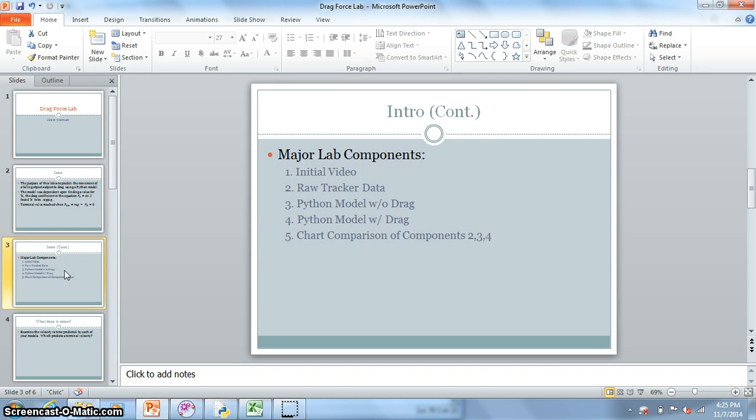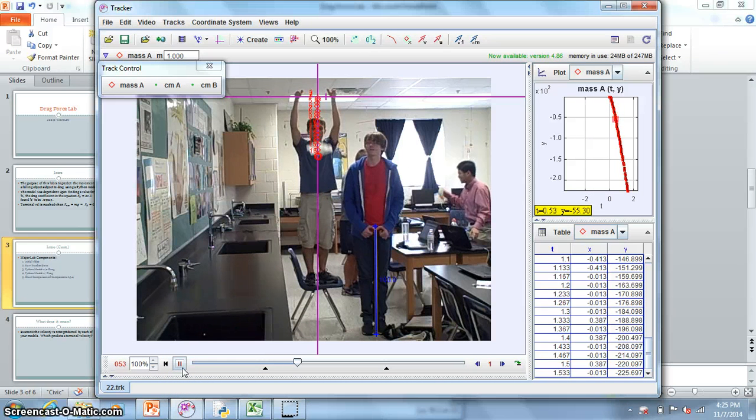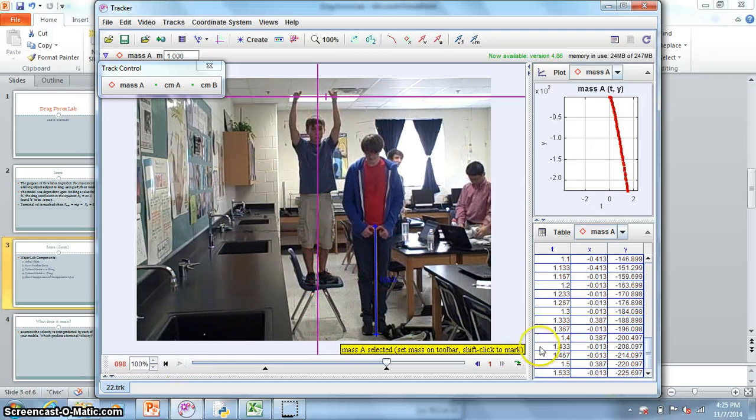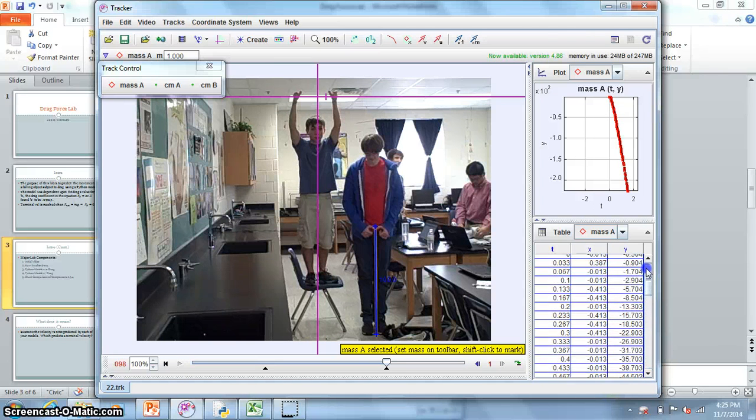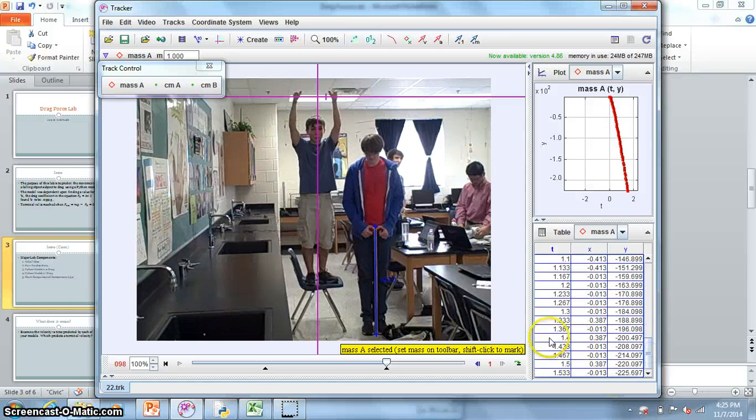There were 5 major lab components: the initial video, the raw tracker data, the Python model without drag, the Python model with drag, and a chart of comparisons of the raw tracker data and Python models with and without drag. If we go to our tracker video, we'll see that it shows Nathan dropping a stack of coffee filters. It takes about 1.533 seconds to happen, and over here in the bottom right of tracker, you'll see that our T and Y position, which are the only two things we care about, are displayed down here.